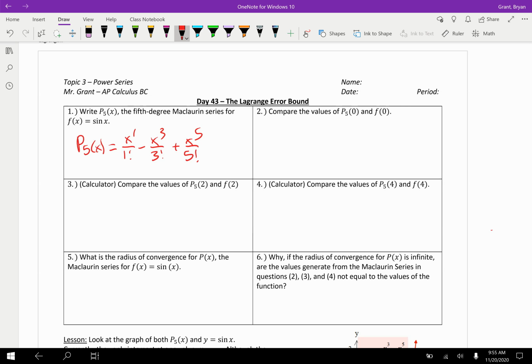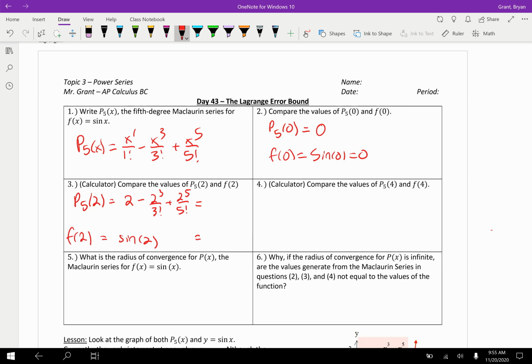Okay. Hopefully you can see as well that whenever you substitute in the center of your series, 0, you should always get the same answer as the original series. In this case, 0, because sine of 0 is of course 0. However, when you start to compare P sub 5 of 2, and that's going to be 2 minus 2 cubed over 3 factorial plus 2 to the 5th over 5 factorial, and you compare that to f of 2, which is sine of 2, it's my guess that you probably won't get the same answer.